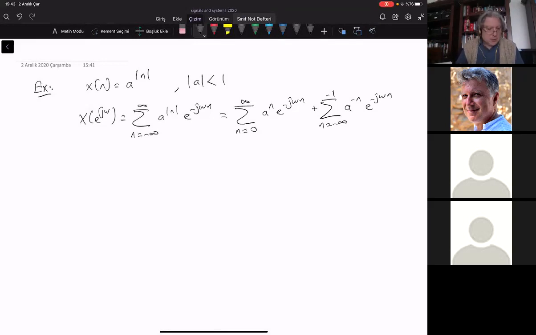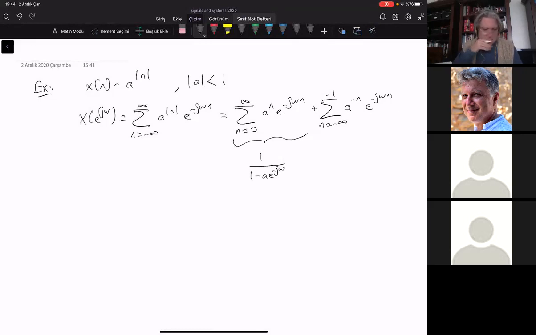And I have to evaluate these things. Using the power series summation formula, I already know the answer to this one, by the way. It was 1 over 1 minus a e to the minus j omega. See? We found it before. It was the previous one.